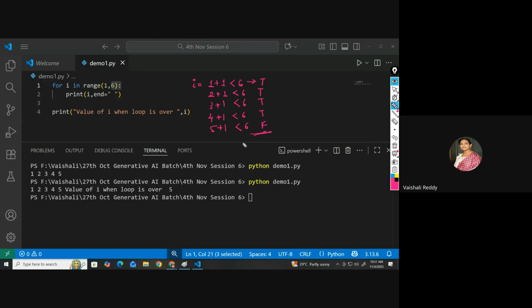Are you understanding this, everyone? Something like this is happening inside the for loop. Do you all agree with me? So this is the final condition where the loop stops. So for this part, we can apply an else block here.